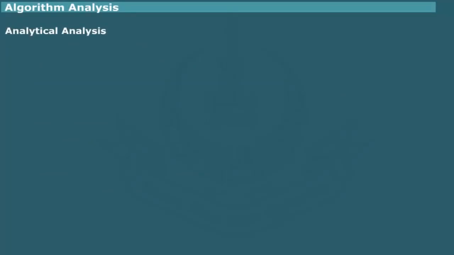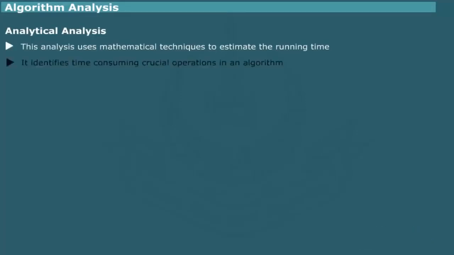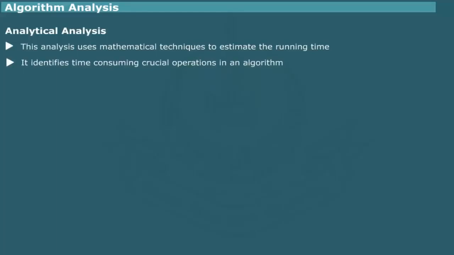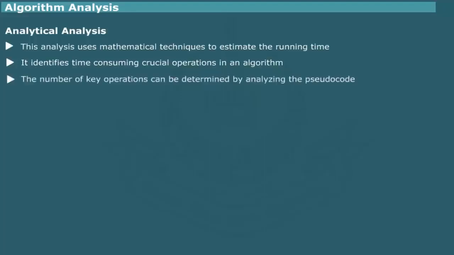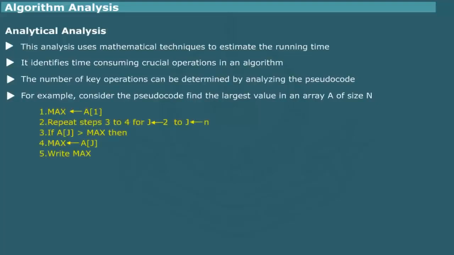Analytical analysis. The analytical method uses mathematical techniques to estimate the runtime. The method identifies crucial operations in an algorithm that contribute significantly to the overall processing time. The number of key operations can be determined by analyzing the pseudocode for the algorithm. Let us consider the algorithm for finding the largest value in array A of size n. The pseudocode is shown in the figure.